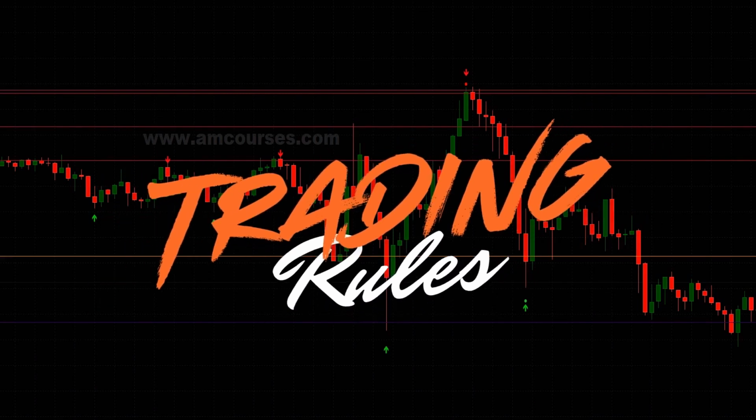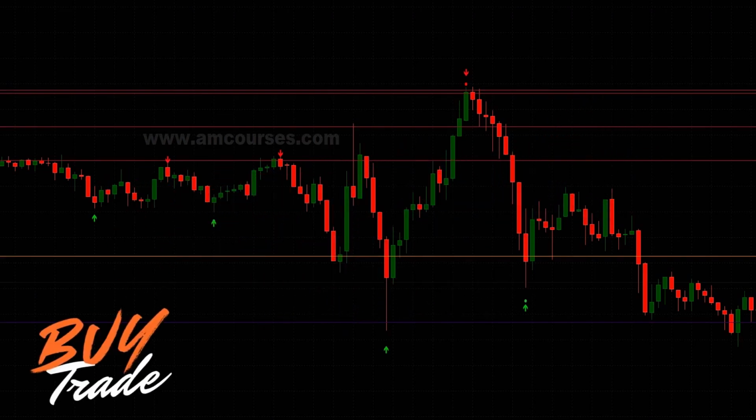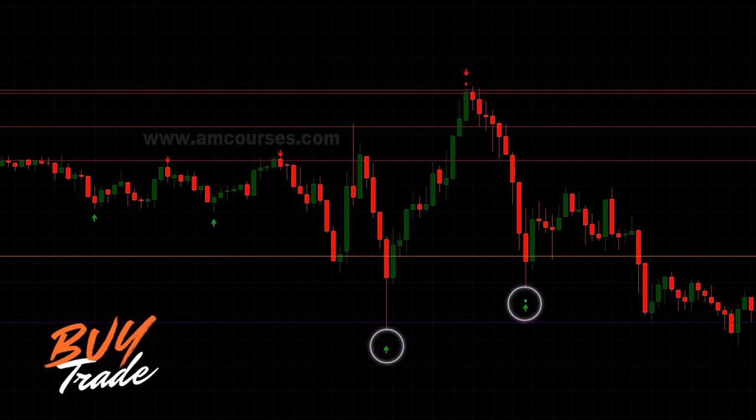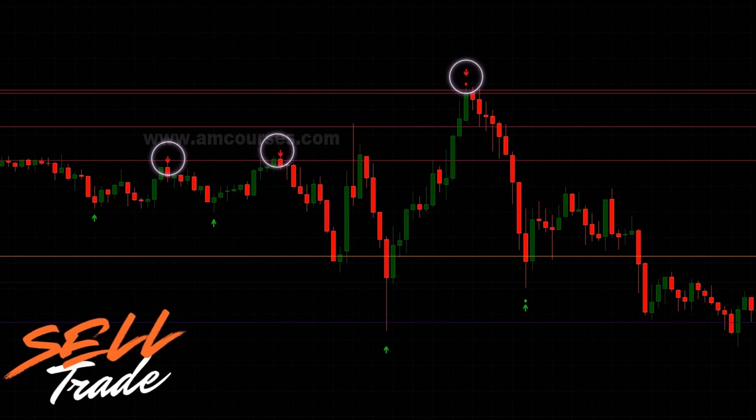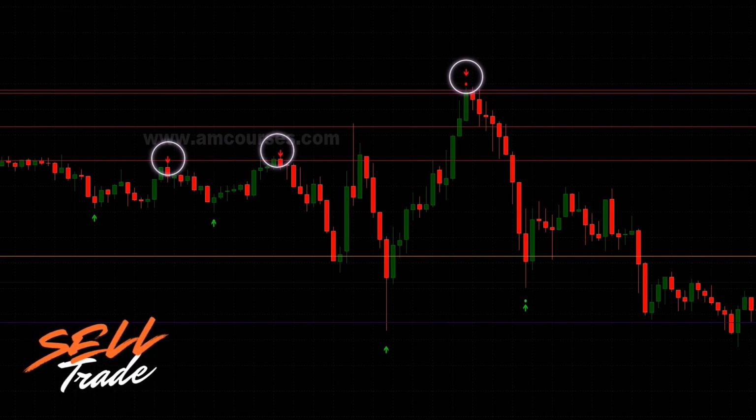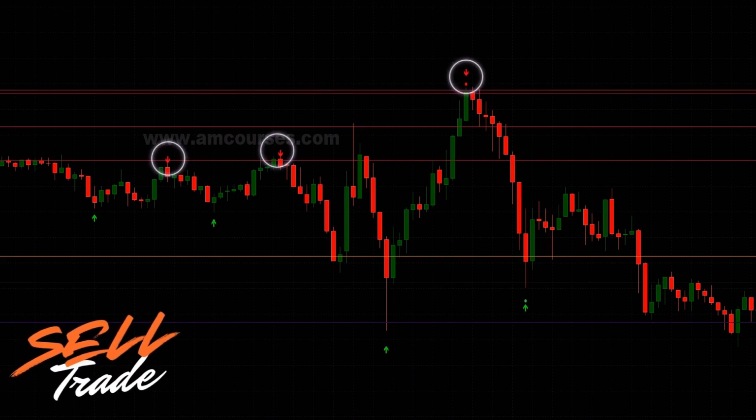Let's go over the trading rules step by step. Buy signal. When the price reaches a support level and the indicator gives a buy signal, enter a buy trade on the next candle. Sell signal. When the price moves near a resistance level and the indicator gives a sell signal, enter a sell trade on the next candle. Use a 1-minute candle time frame and set your expiry time to 5 minutes.